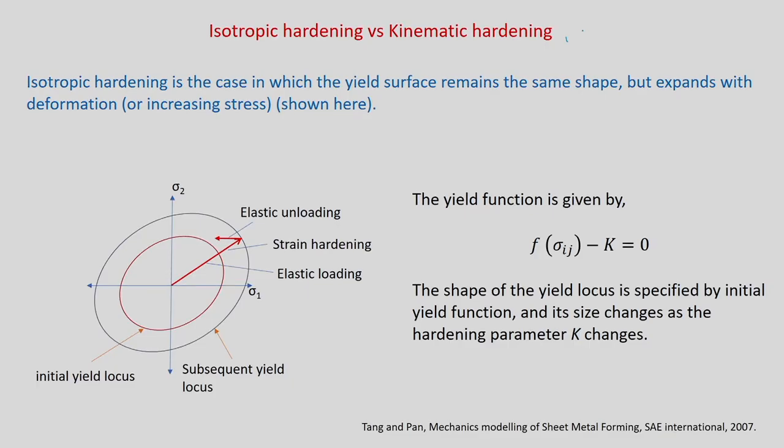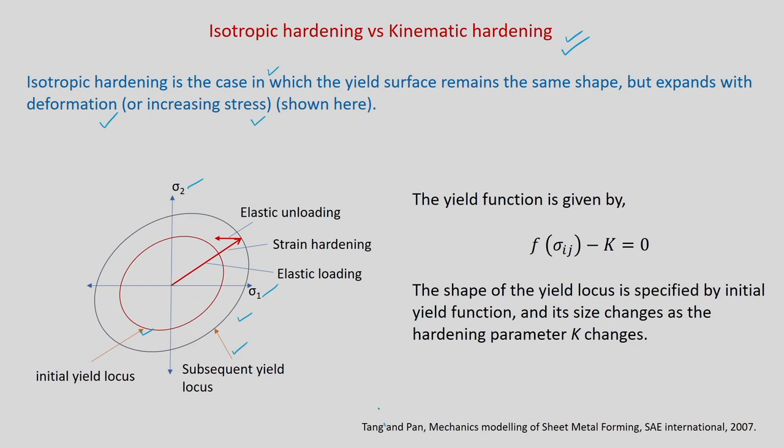So before we complete this, let us briefly discuss the difference between isotropic hardening and kinematic hardening. What is it? Isotropic hardening was just introduced to you. It is the case in which the yield surface or yield locus remains the same shape but expands with the deformation or increase in stress. It is what is shown here for you. This is well known to you, sigma 1 versus sigma 2 yield locus. We always draw the first yield locus, the initial yield locus, and then the subsequent yield locus when you deform the material.